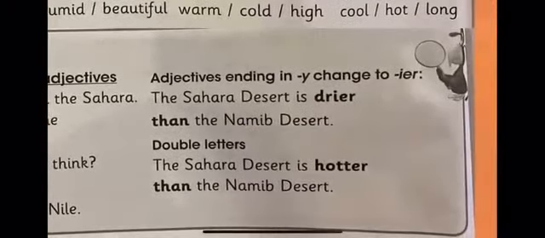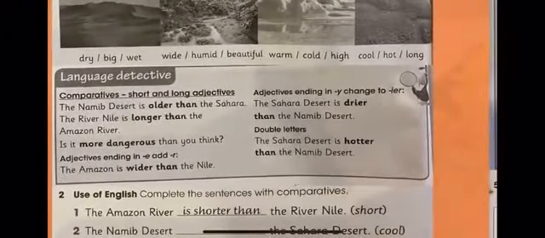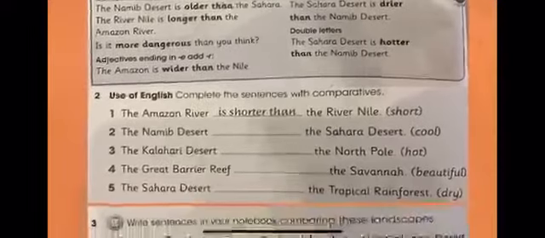Then if adjectives end in Y, change to IER. The Sahara desert is drier than the Namib desert. Dry, drier. Dry is ending in Y, so that's why we cut Y and then add IER. Double letters: the Sahara desert is hotter than the Namib desert. Okay, so this way you have to form comparatives.